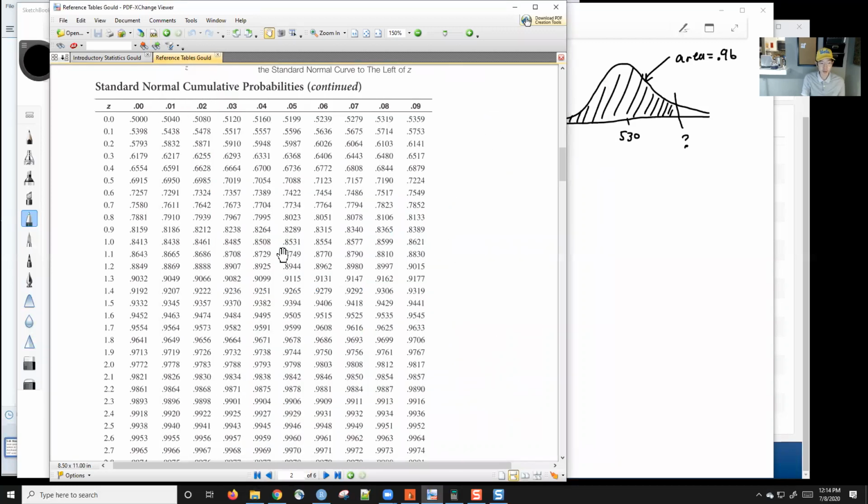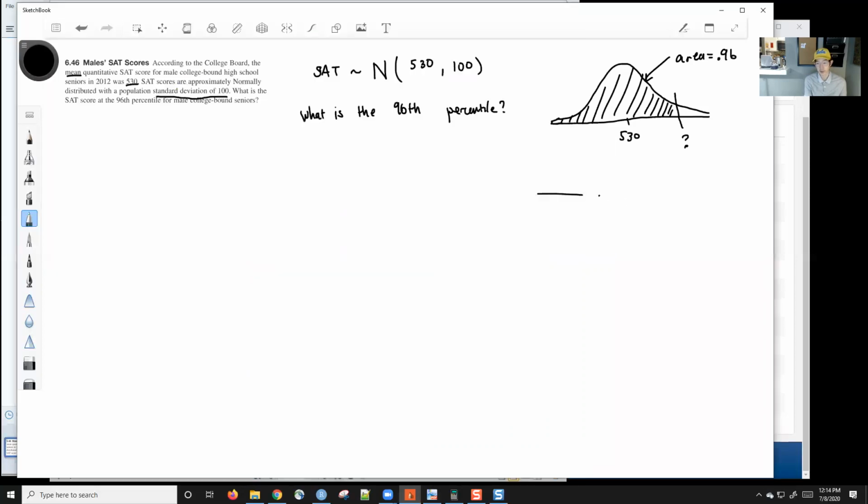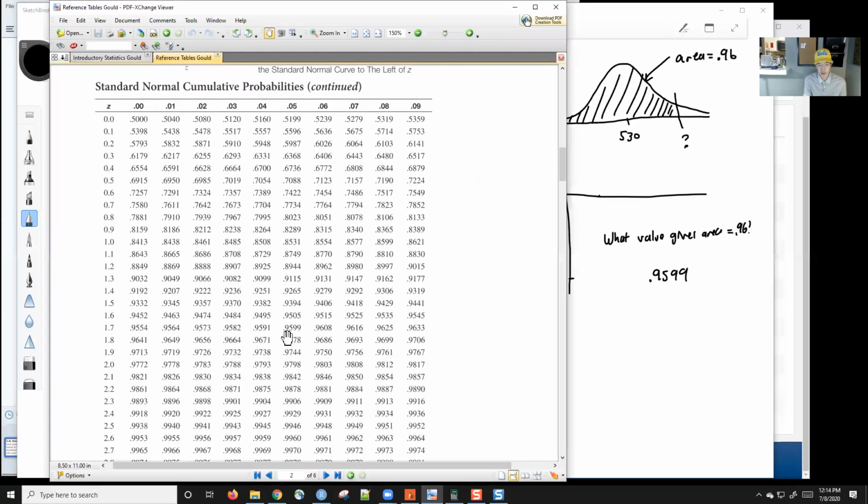we want to find the spot in the table that gives me an area that's very close to 96%. Okay, so in the table, what value gives an area equal to 0.96, right? And then so here I find 0.9599, and that's in the row. So that's about as close as I'm going to get to 0.96, and that's in the row 1.7 and the column 05.